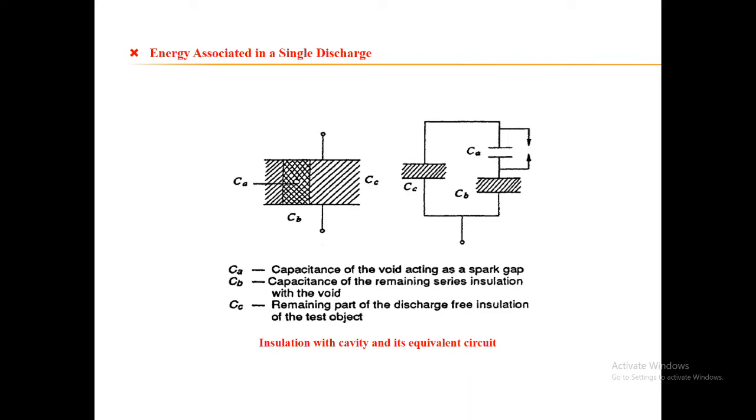So let us derive the magnitude of the energy associated with a single discharge. It means how much energy is dissipated when the discharge takes place at the cavity side when the insulation is subjected to high voltage stress.